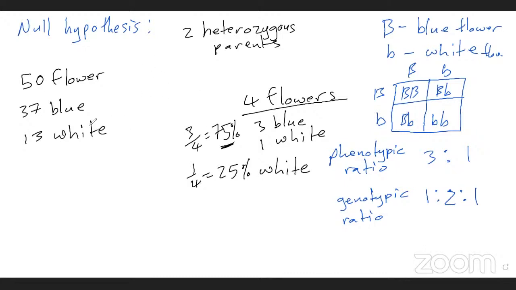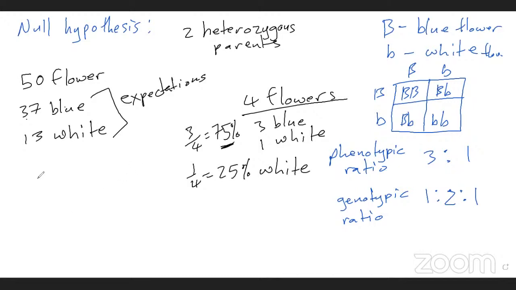So if we're doing an experiment, before we do the experiment, 37 of the flowers is expected to be blue. So this is our expectation. 37 would be blue and 13 will be white. All right, that is our expectation.